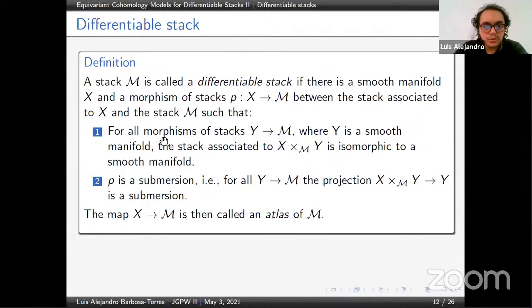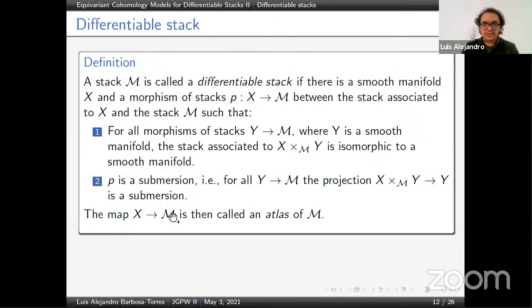And we are going to ask two properties. One is that for any morphism of stacks between Y and M, where Y is a smooth manifold, you can do pullbacks in this category. So this pullback is going to be isomorphic to a smooth manifold. And second, you are going to ask that the morphism that comes from that pullback is going to be a submersion, or has local sections, okay? This map is going to be called an atlas of M, okay?